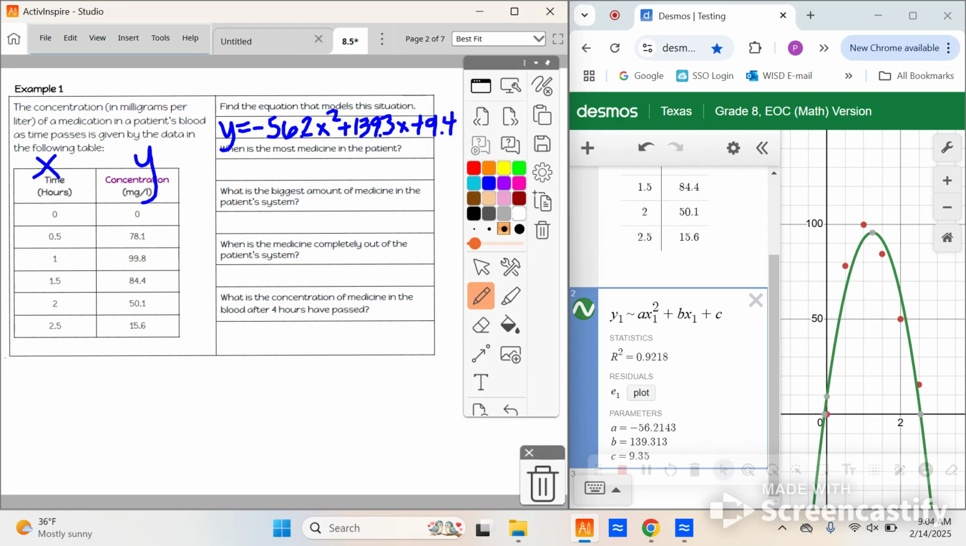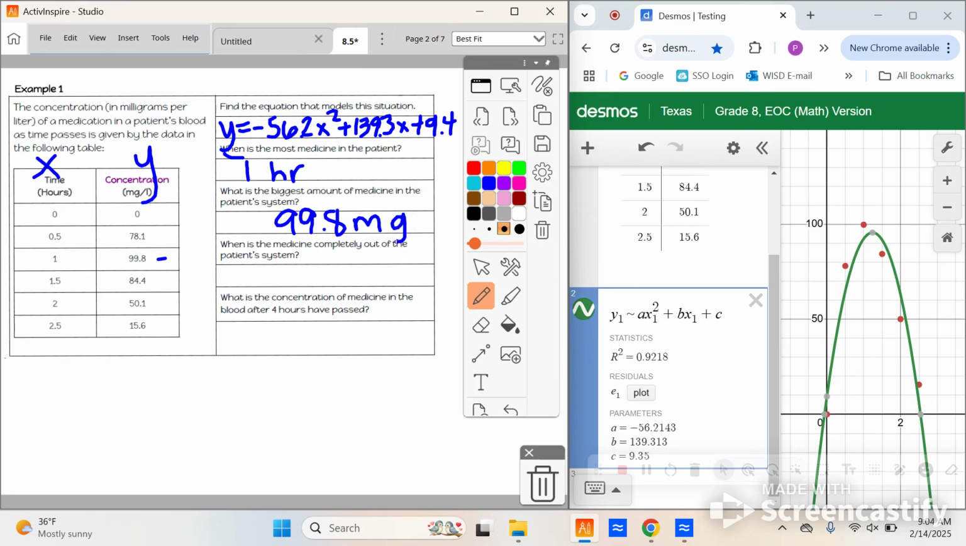Now it says, when is most medicine in the patient? So remember, your medicine is your y value. So when we're looking at our y value, I see that 99.8 is the most medicine in the patient. So 1 hour would be the time, the when. When is the biggest amount of medicine in the patient's system? Or what is the biggest amount? And again, that is 99.8. And I'm going to use my label of milligrams.